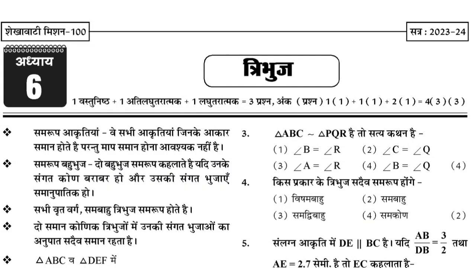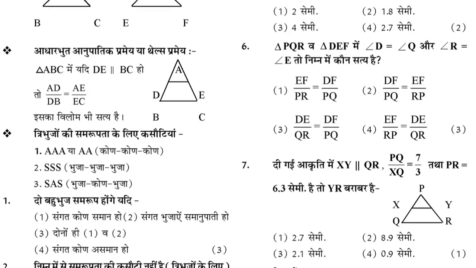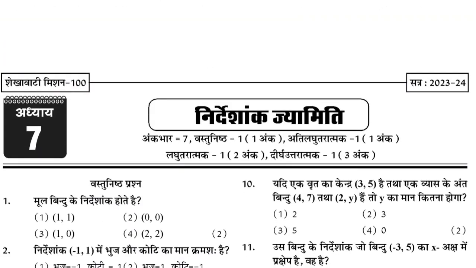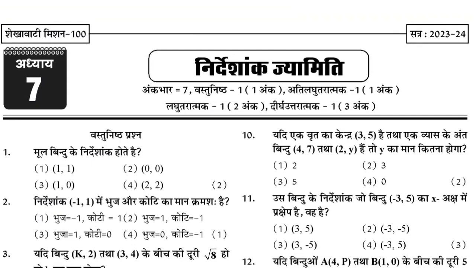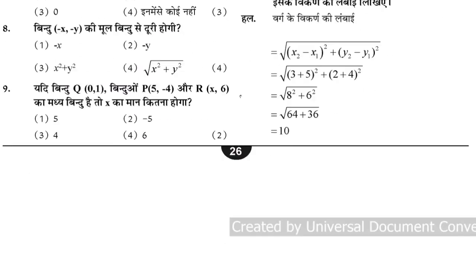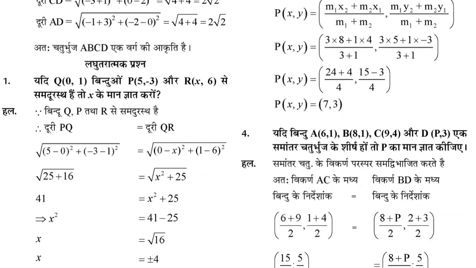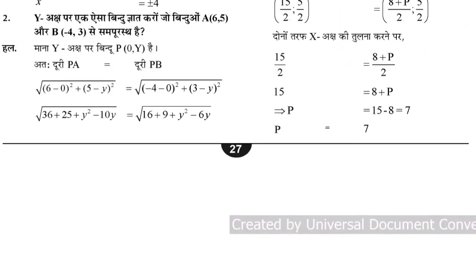The 6th chapter is triangles. In the triangles chapter, there are 3 questions and 4 marks questions given. Many types of questions are given, so please download this book and solve them also. The 7th chapter is coordinate geometry. The marks for this chapter are 7 and the number of questions is 4. The most important formula is the distance formula, which gives the distance between 2 points.